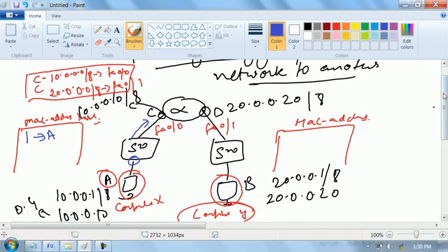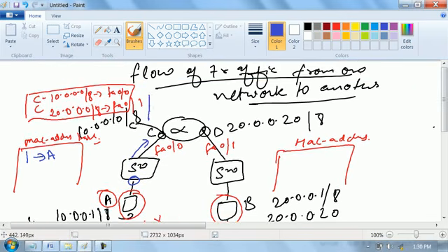Guys, look here. Router will also maintain an ARP table in which it will maintain an entry that for 10.0.0.1 its MAC address is A, and the router will reply. When the router replies with its MAC address C, it will hit this interface.